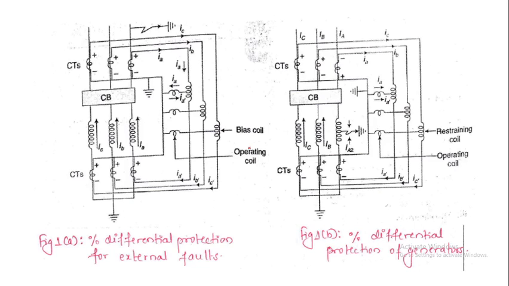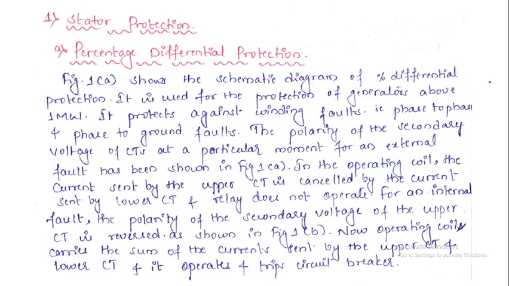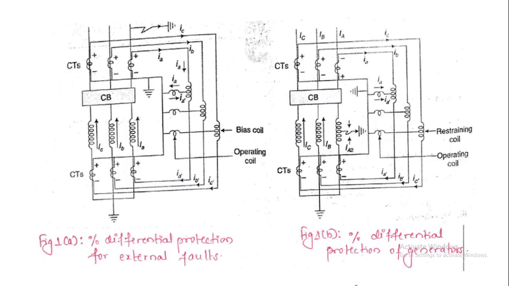Okay, so here the polarity of the secondary voltage of the CTs at the particular moment for an external fault has been shown in the figure. In case of the operating coil, the current sent by the upper CT is cancelled by the current sent by the lower CT and the relay does not operate. So just observe, the fault has occurred here. This fault location is outside the protected zone, beyond the location of the CT. So an external fault has occurred.